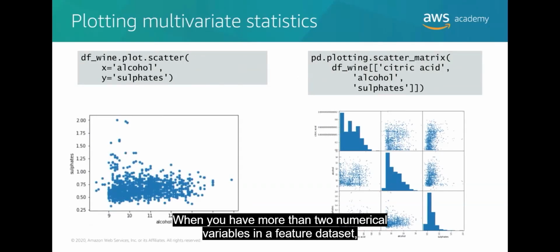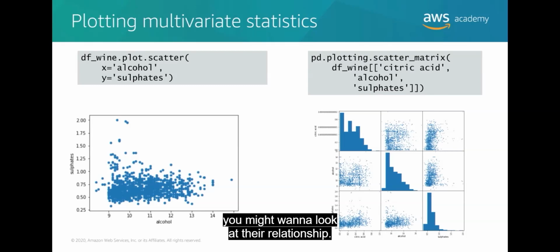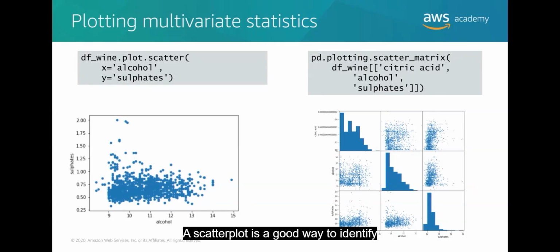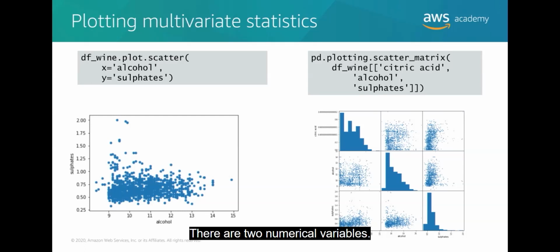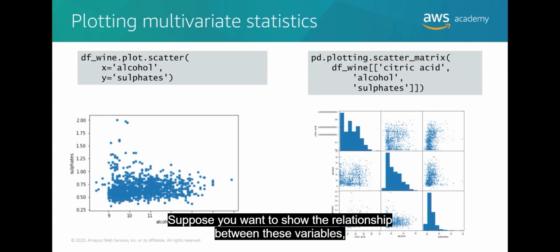When you have more than 2 numerical variables in a feature dataset, you might want to look at their relationship. A scatter plot is a good way to identify any special relationships among those variables. In this case, the left diagram has sulfates and alcohol. They are 2 numerical variables. Suppose you want to show the relationship between these variables. You can use a scatter plot to help you visualize that.